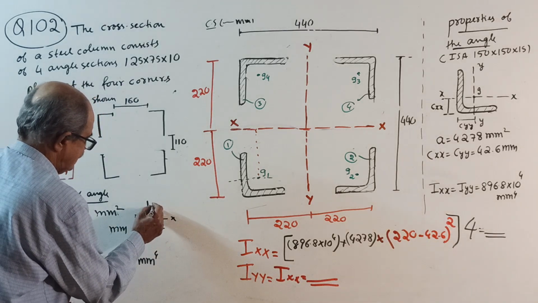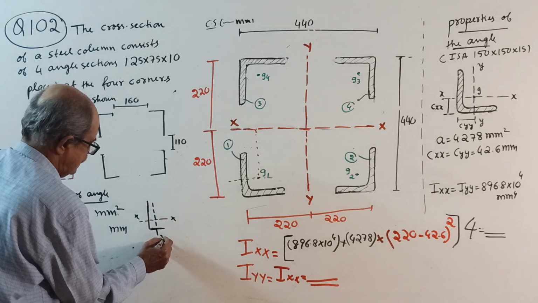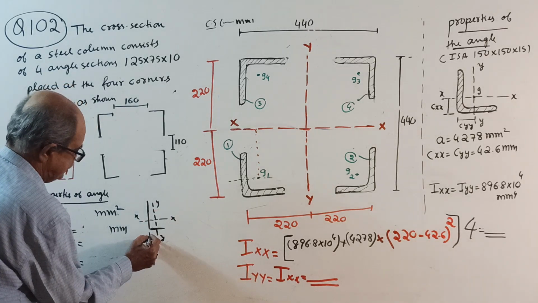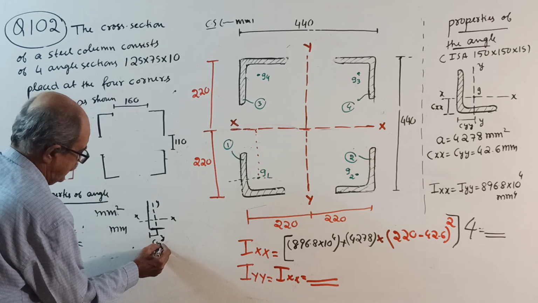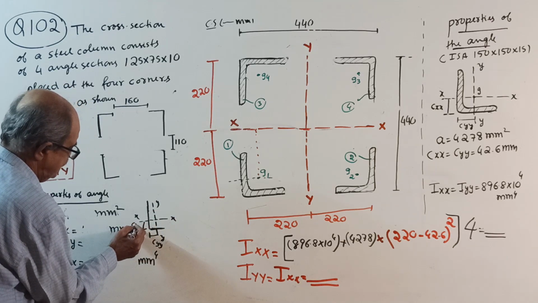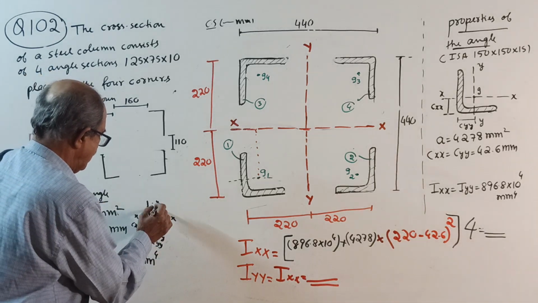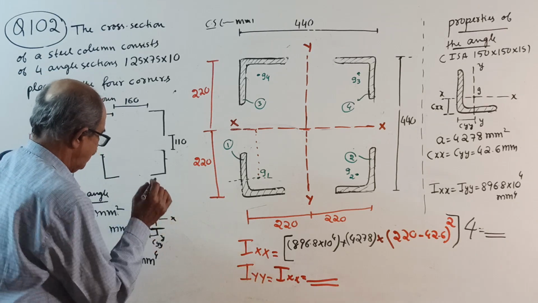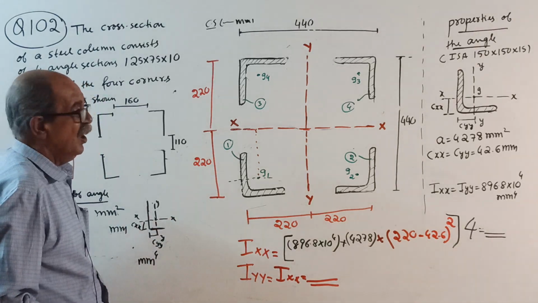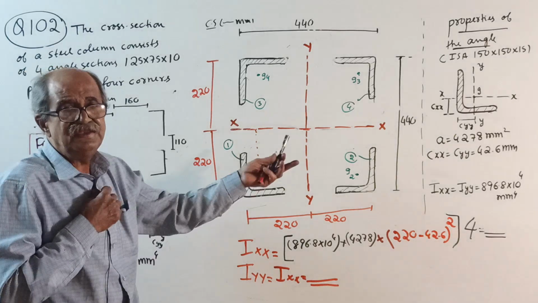XX, YY. They will tell this is your CYY, this is your CXX. They may tell that way, little turned actually, okay, no problem, adjust it. This is centroid G. They may give it or may not give it. Okay, now sketch out change.